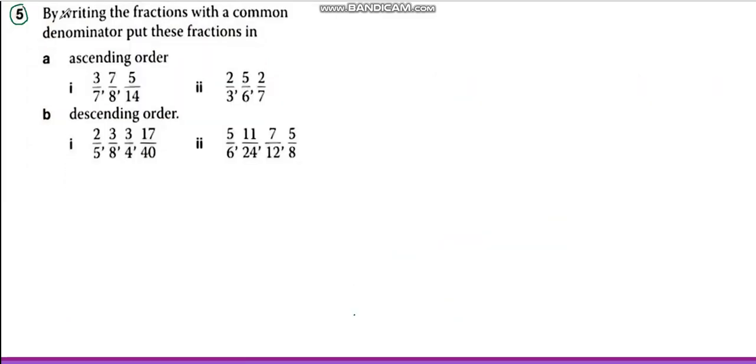In question number 5, it says by writing the fractions with a common denominator, put these fractions in ascending order. And in B part, we need to arrange the fractions in descending order. So let's do the A part first. In A part, I will do only the first part, where I need to write 3/7 and 7/8 and 5/14 in ascending order, meaning from smallest to largest.